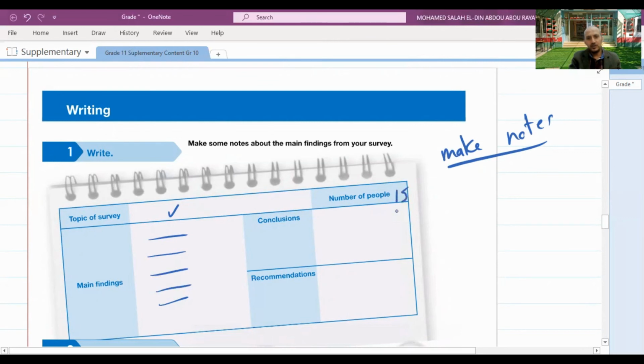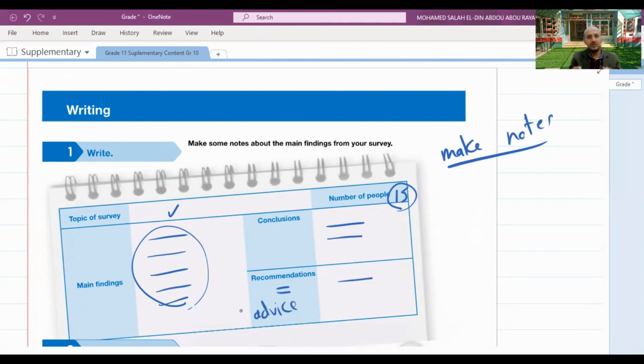How many people? We said 15, for example. What is the conclusion? What is the end? What do you want to say after these findings? And what did you recommend? Recommendation means it's close to advice, pieces of advice. When you recommend something, it looks like you tell somebody it's good, it's important, it's better to do this. So it's a kind of advice.